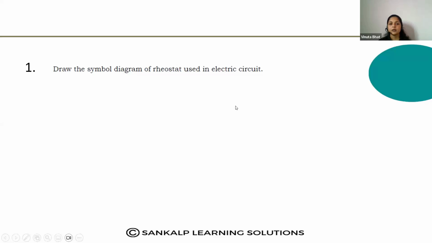Next question. So till now we have discussed the multiple choice questions. Next we are discussing the 1 mark, 2 mark as well as long answer questions. Draw the symbol diagram of rheostat used in electric circuit. So here you should draw the diagram. So that is the rheostat diagram that is used in an electric circuit. Please note this question.